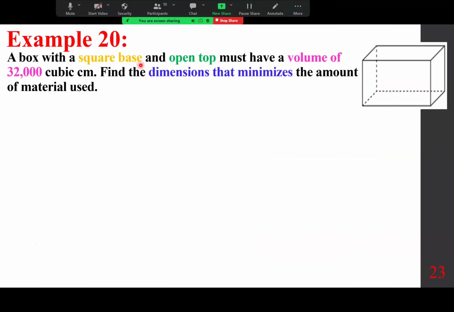A box with a square base and open top must have a volume of 32,000 cubic centimeters. Find the dimensions that minimize the amount of material used.